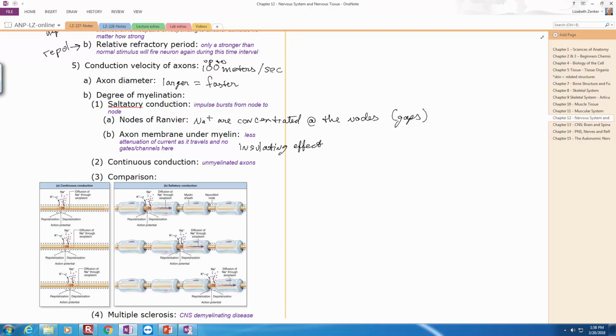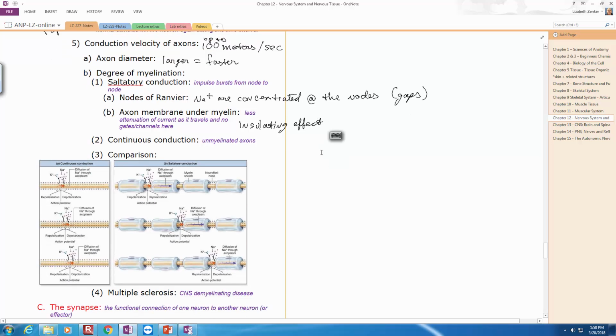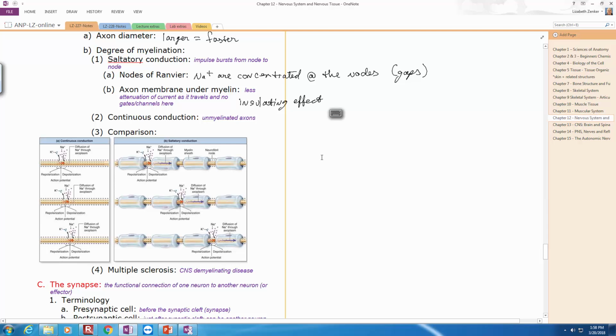And so then we can talk about continuous conduction. That would be the unmyelinated axon. So comparing saltatory conduction versus continuous conduction. Continuous conduction was like what we were talking about a minute ago. You just have all in a row, all your sodium and potassium gates. It's the domino effect, ding, ding, ding, ding, ding. But you have to open one, and then the next one triggers the next one to open, triggers the next one to open. So it's a little bit slower versus the saltatory, the leaping style.